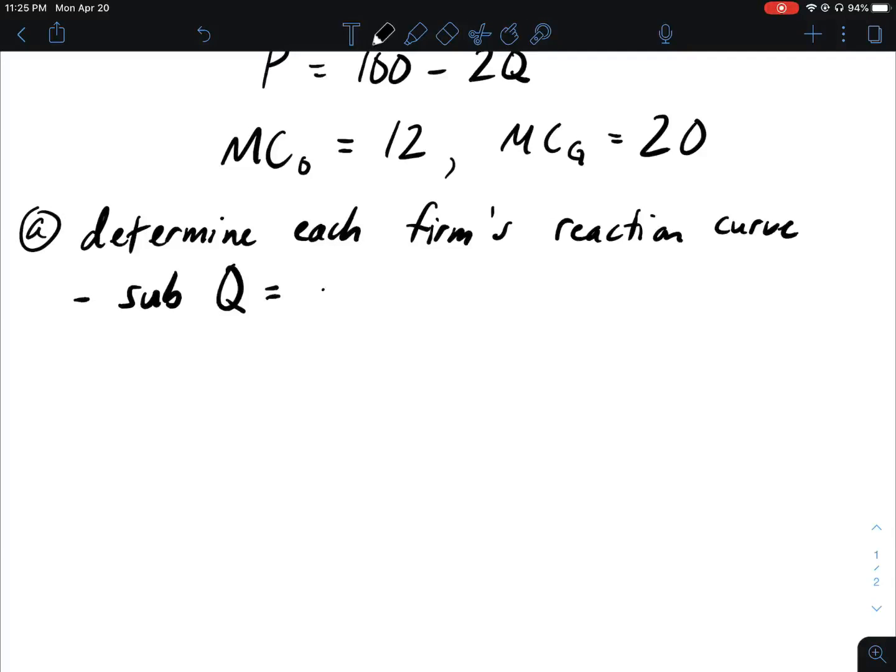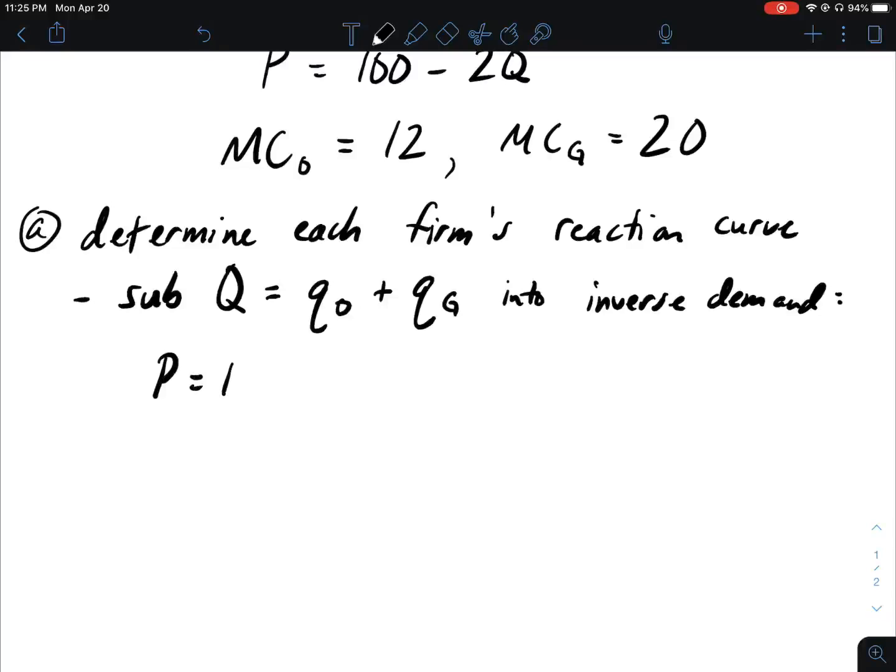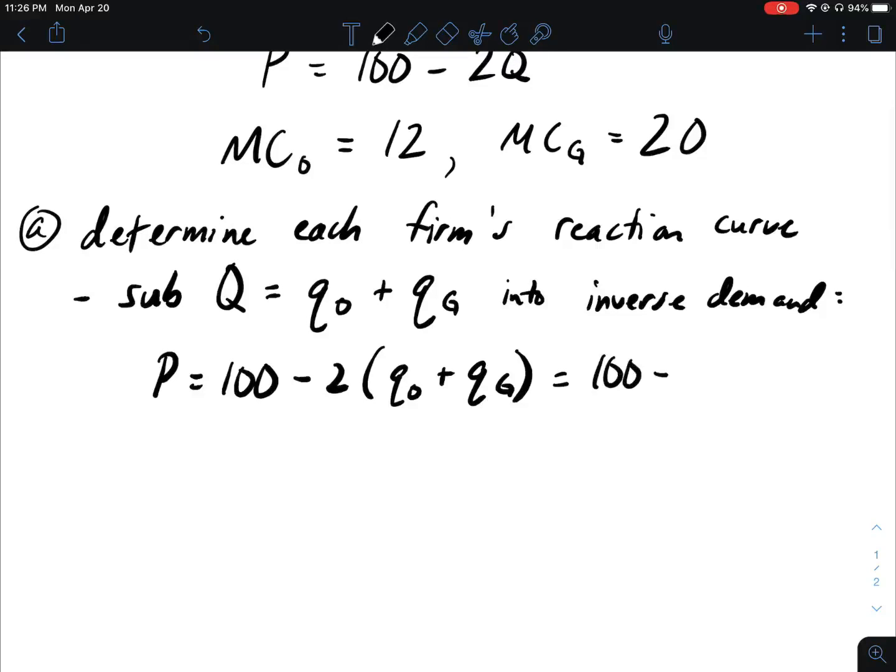So first thing, in order to solve for this, we're going to sub big Q, capital Q, out for QO plus QG. That's reflecting the quantities from each firm. We're going to sub that into the inverse demand function. So we have then P equals 100 minus 2 times QO plus QG. And so our new market inverse demand curve is 100 minus 2 QO minus 2 QG.